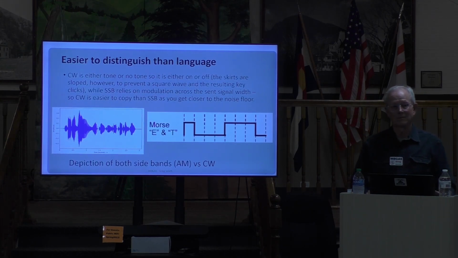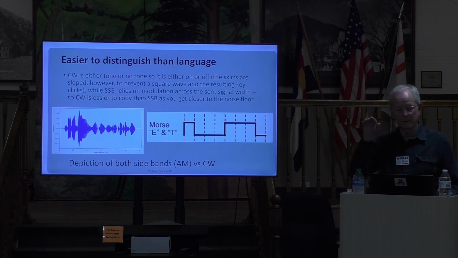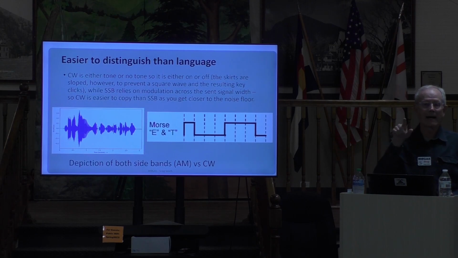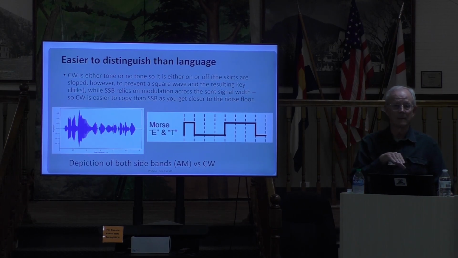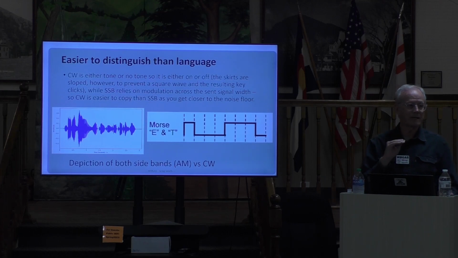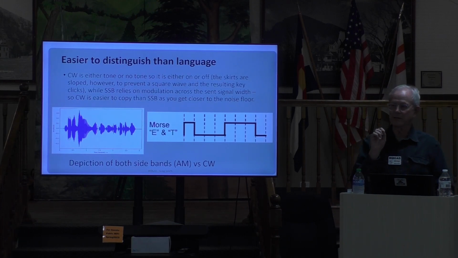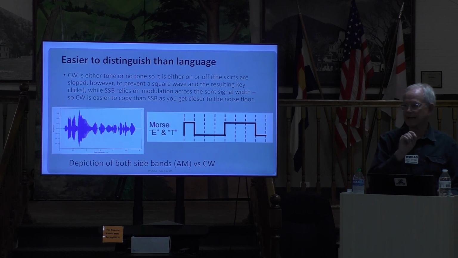So it's also, CW is easier to decipher or to distinguish than language. And once again, I didn't find a great depiction of that. This looks like an AM signal where you have upper and lower sideband horizontally. And you can see that when you speak, only a few times do your peak signals get anywhere near your peak output. Most of the time it's much lower. Well, with CW, it's essentially either on or it's off. And so as you approach that noise floor, you're able to pick out CW signals much easier than you can distinguish what someone's saying verbally.